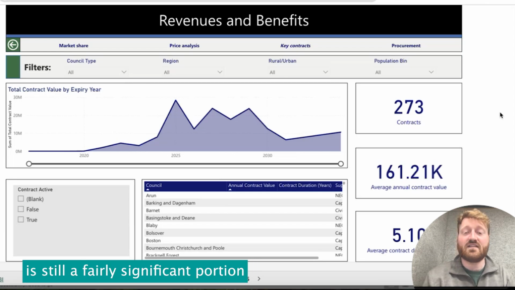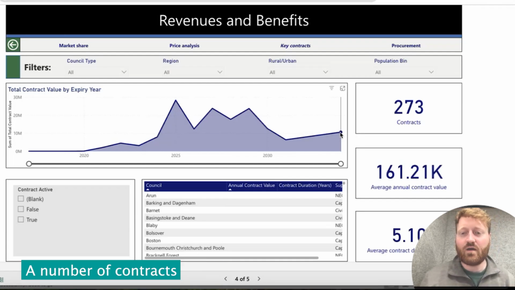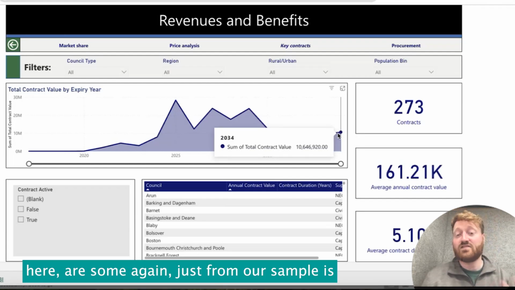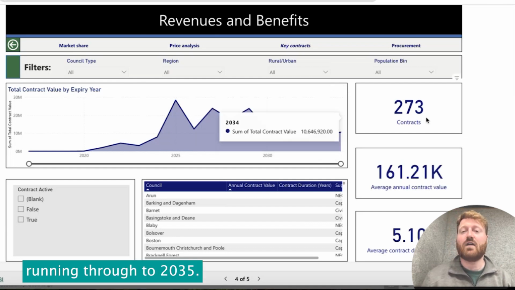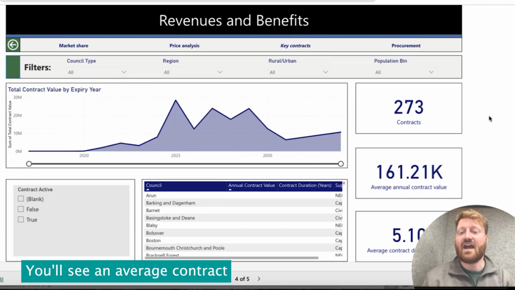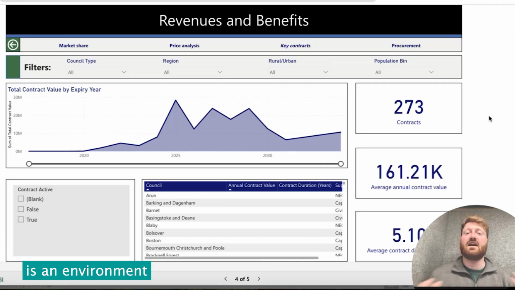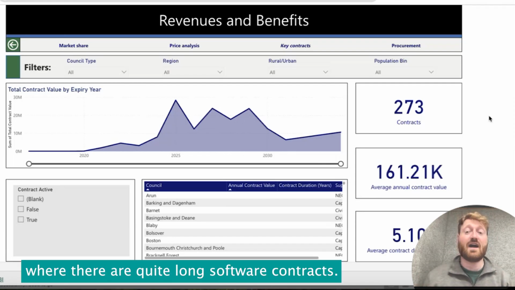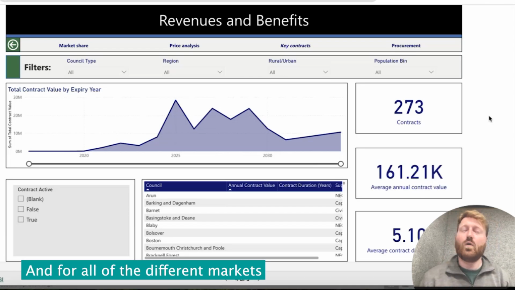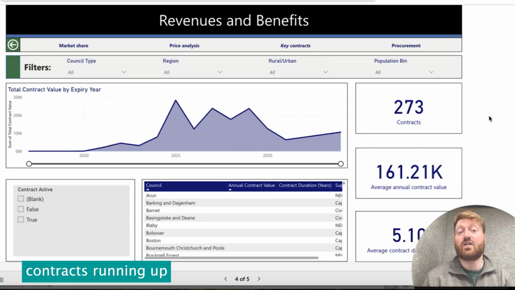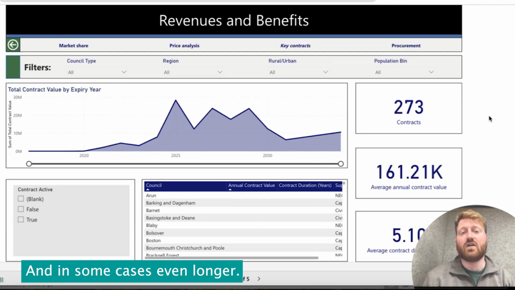Some of the things you will see is still a fairly significant portion of contracts that are running really quite far into the future. A number of contracts here, again just from our sample, amount to nearly £11 million worth of contracts running through to 2035. You'll see an average contract duration of 5.1 years, and the general trend we are seeing is an environment where there are quite long software contracts. 5 is in fact the mean, and there are some contracts significantly longer. For all of the different markets we look at, there are contracts running until at least mid 2035, mid 2030, and in some cases even longer.